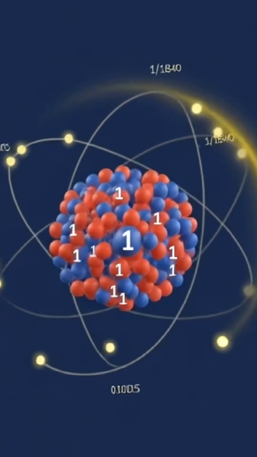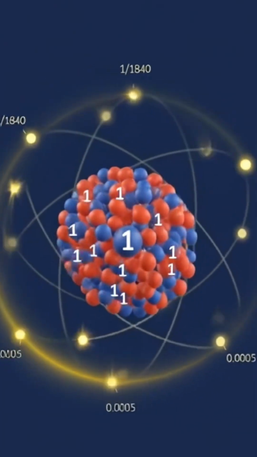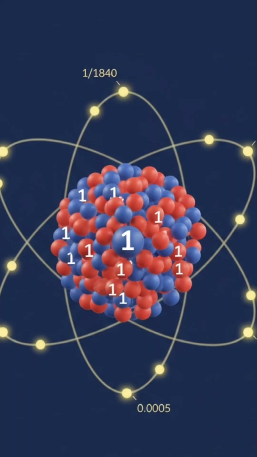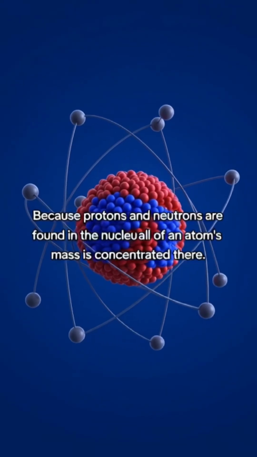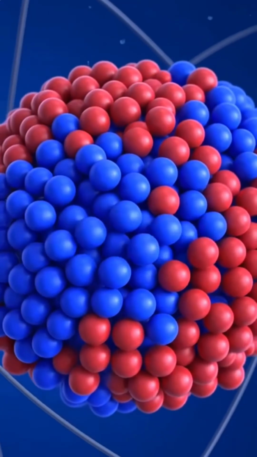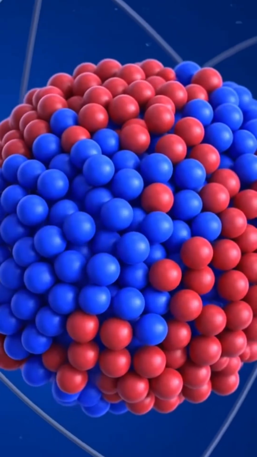Protons and neutrons have a relative mass of 1. Electrons have a very small relative mass, about 1/1840, so their mass is usually ignored. Because protons and neutrons are found in the nucleus, almost all of an atom's mass is concentrated there.